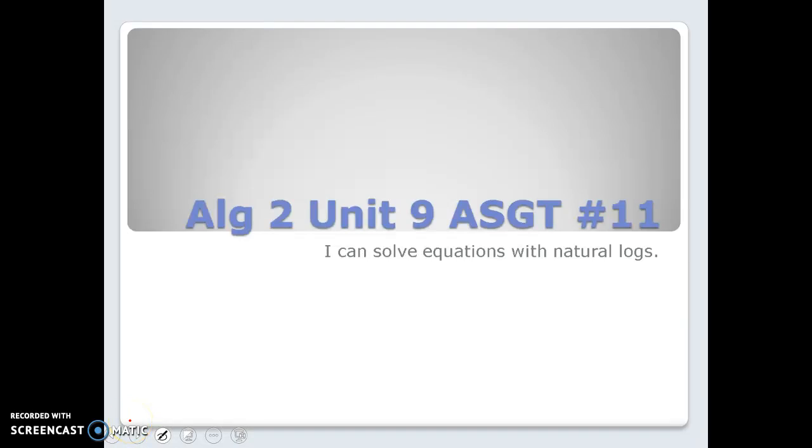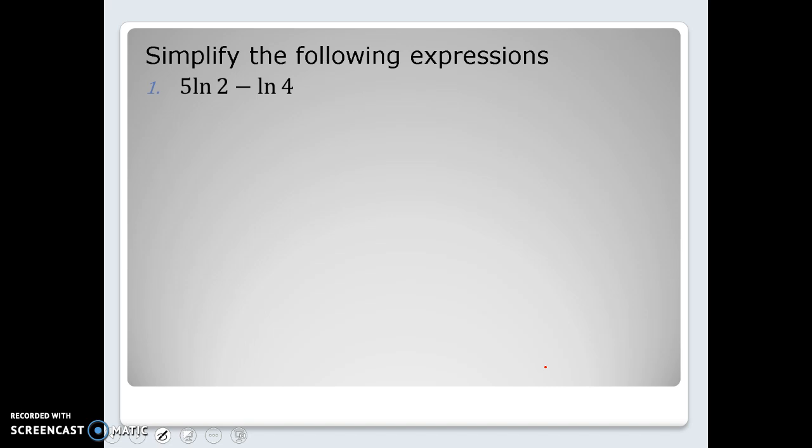Okay, in assignment number 11, we're going to be still solving logarithmic equations, but we're going to be doing natural log equations. As we go through this, remember natural logs are not log, but ln equations, and the base isn't like 10 or something else. The base is e. Let's go ahead and get started here with our first problem.